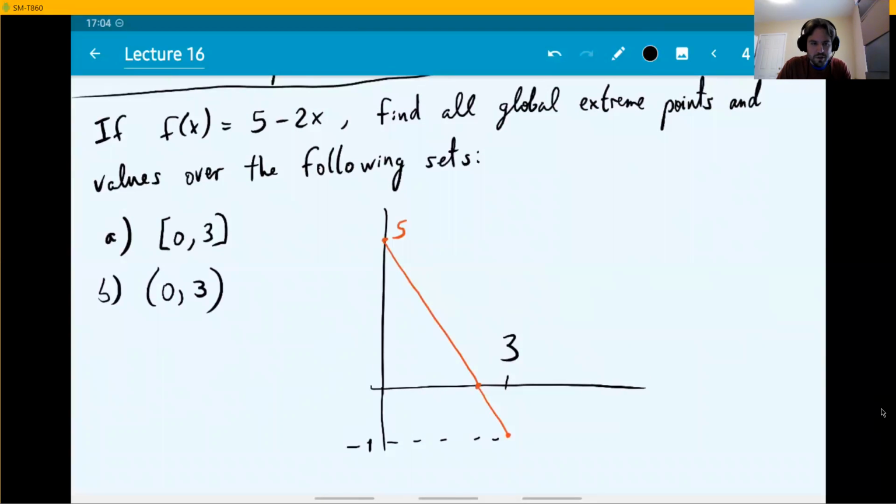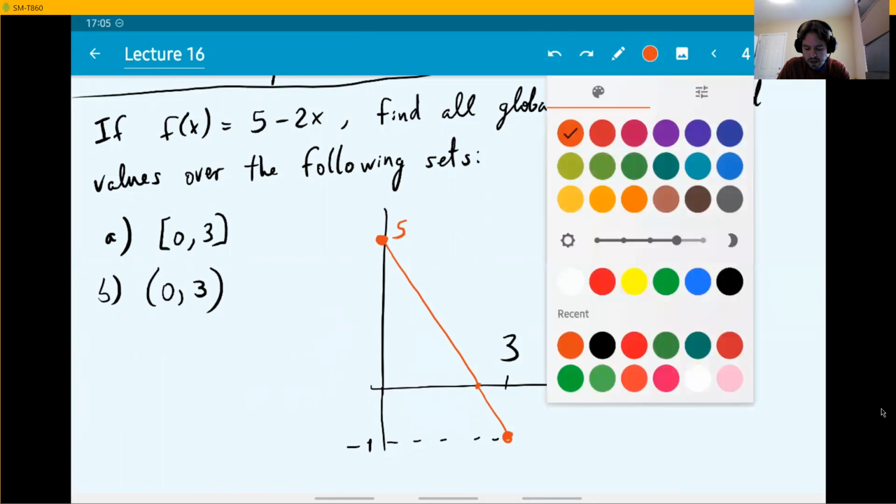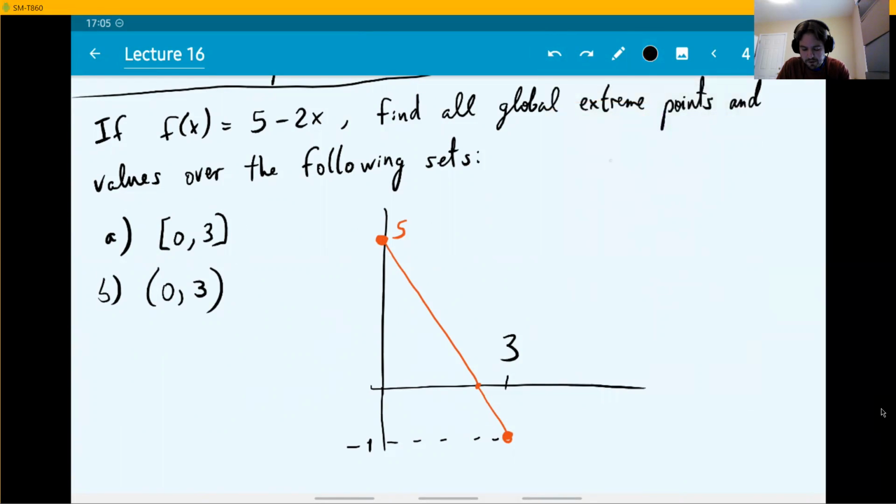So if you are considering this function on the domain [0, 3] closed, then you can see there are two locations where a global maximum and a global minimum exist, right? Because f of 0 would be 5, that's the maximum possible. f of 3 would be -1, that would be the minimum possible. So the answer for item A, I guess it fits in here, global max value is 5, global min value is -1.